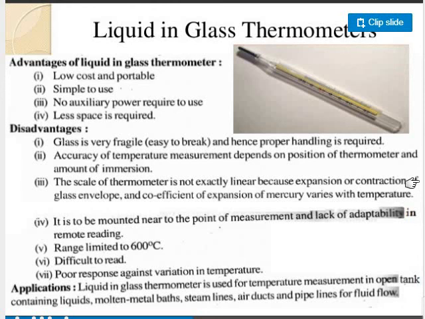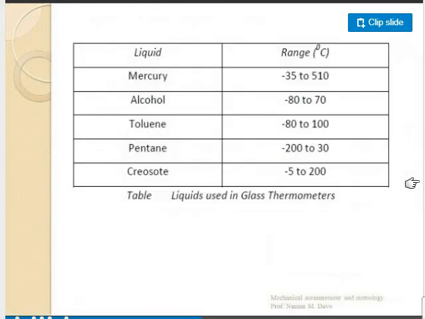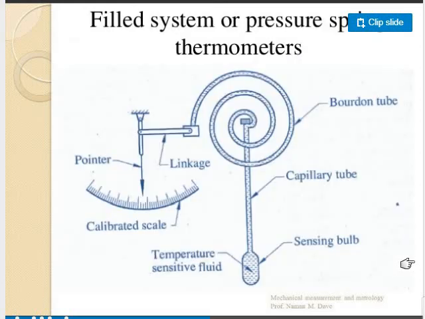So with this we have seen the bimetallic strip thermometer and the ordinary glass liquid thermometer. The liquids used include mercury, alcohol, toluene, pentane, creosote. But mercury is the one mainly used. Its temperature range is from -35 to 510, so it can be used in that range, and that is enough. Next, let's look at the following.